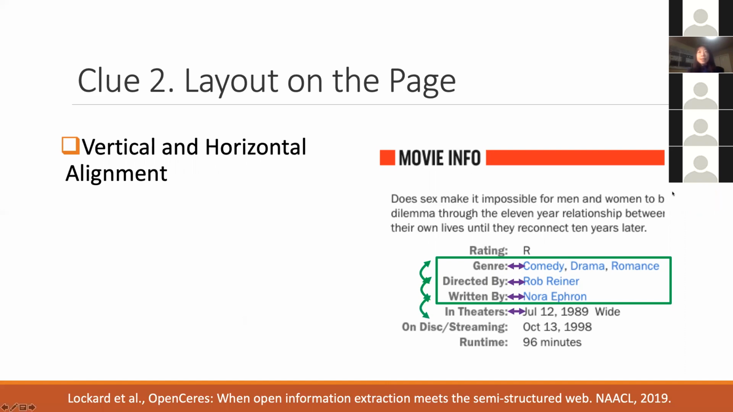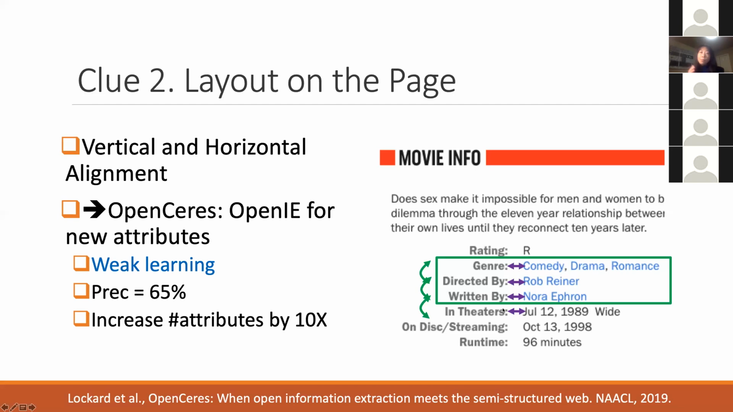First, because "in theaters" is vertically aligned with these three attributes, this is likely to be another attribute. And the second, because this July 12th is horizontally aligned with "in theaters," this is likely to be the value for it.